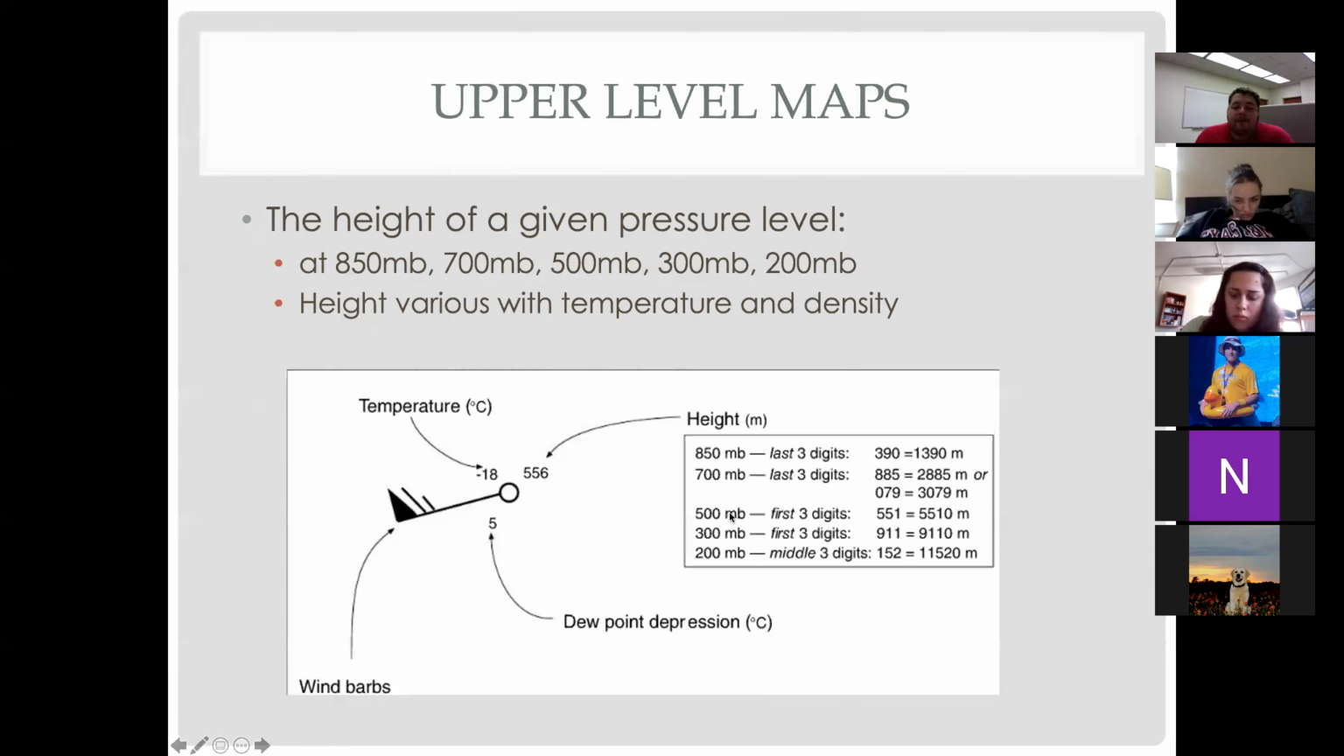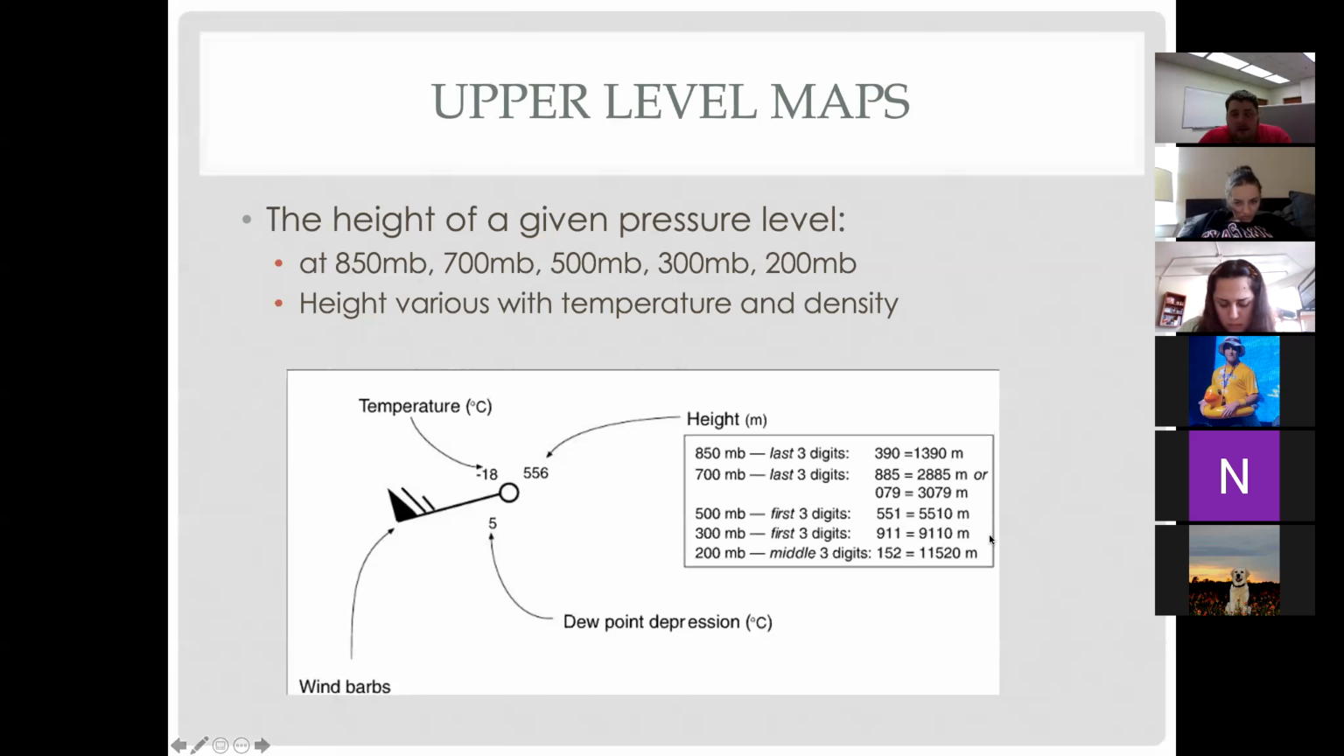And then for 500 and 300 millibars, so in the middle levels of the atmosphere, it's the first three digits that tell you what height it's at. So 551, our first three digits, 551, and then you add a 0 at the end. So this would be over 5,500 meters. And then the same thing with 911, this would be over 9,100 meters.